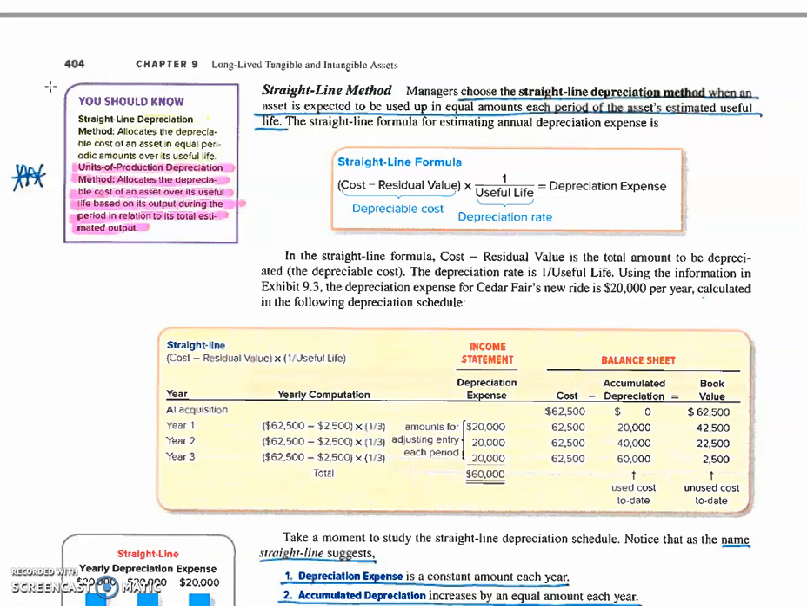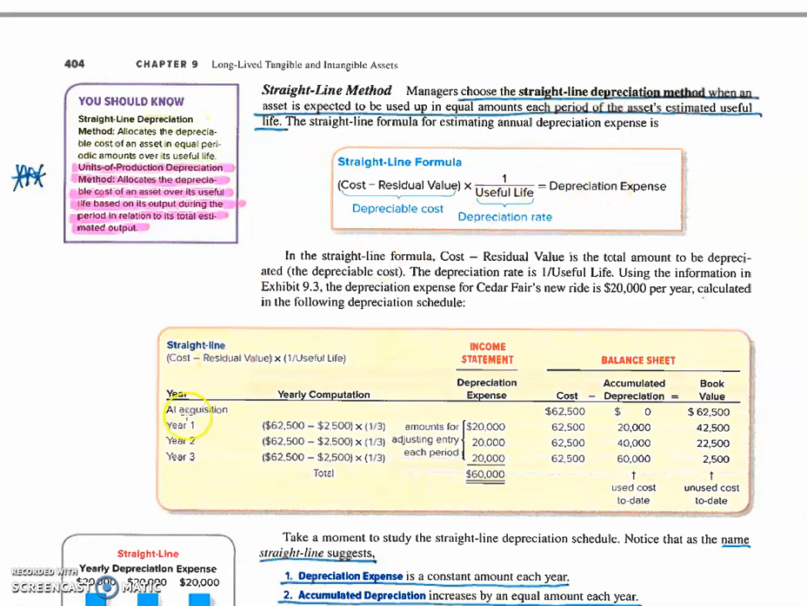It takes the cost of the asset, subtracts residual value to get depreciable cost right here, and then divides that by the useful life of the asset. So if an asset cost $110,000, has a residual value of 10,000, that would give us depreciable cost of 100,000. And let's say it has a useful life of 4 years. You would divide 4 years into $100,000, get $25,000 a year.